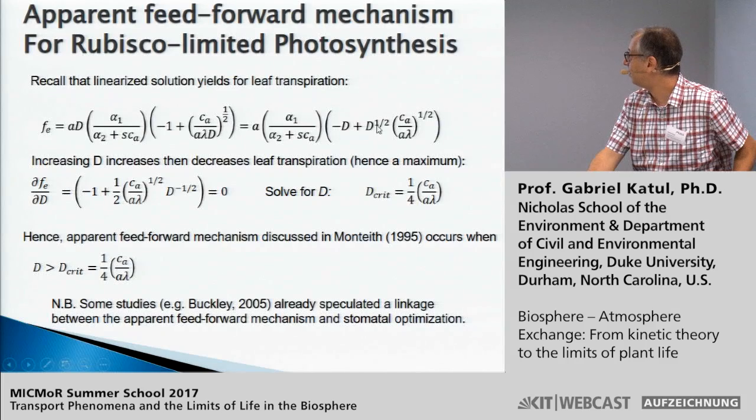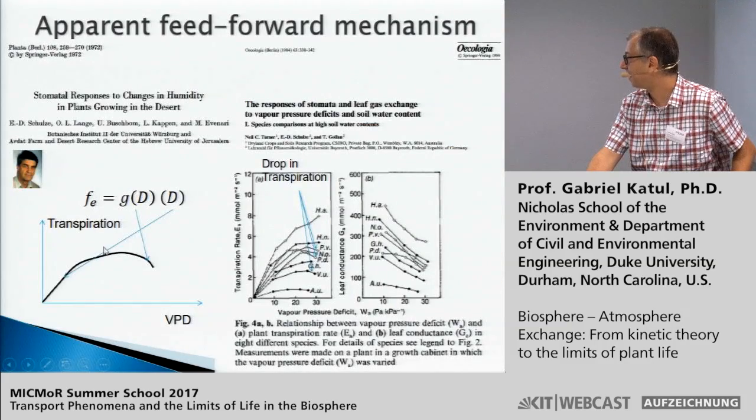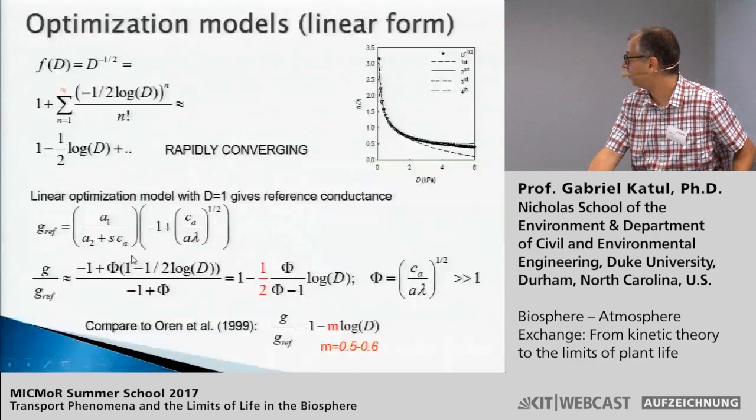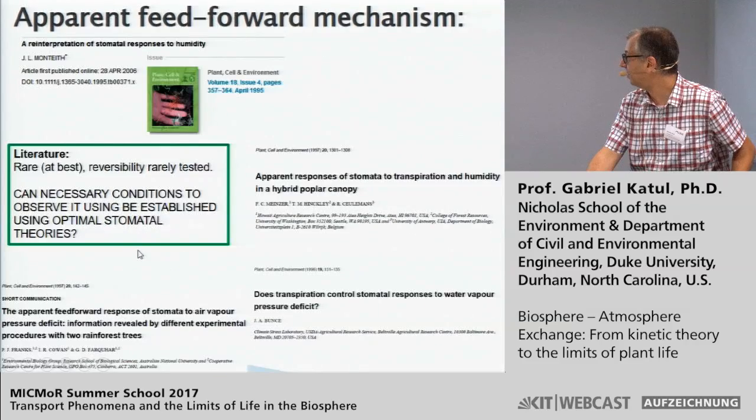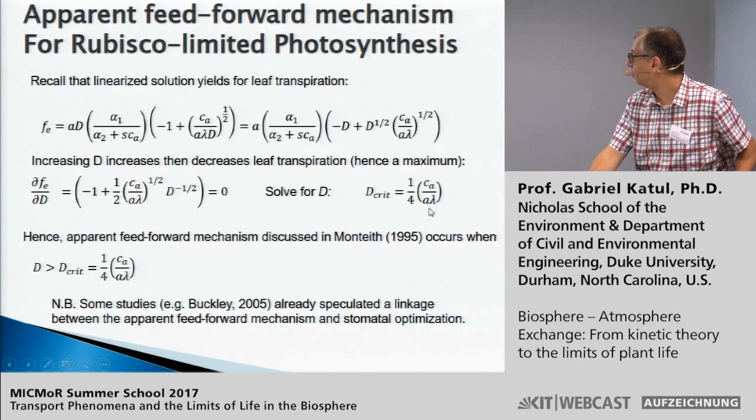You have a minus D here, you have D to the 1/2 here, and this quantity here. So if you differentiate the transpiration rate with respect to vapor pressure deficit and set it to 0, you could solve where this maximum is. What would be the vapor pressure deficit where this maximum is? And it turns out that this maximum is at 1/4 the atmospheric CO2 normalized by the marginal water use efficiency.